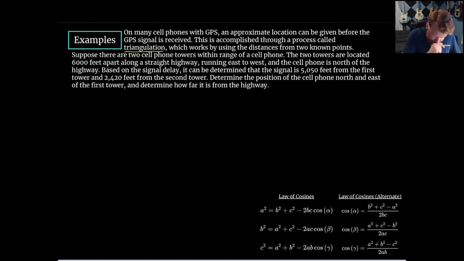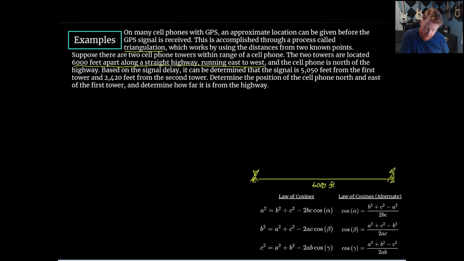So suppose there are two cell phone towers within range of a cell phone. The towers are located 6,000 feet apart along a straight highway running east to west. I'm going to try and draw that picture here. Here's my highway running east to west, and we've got one cell phone tower over here, and another cell phone tower over there. And we know that there is 6,000 feet in between them, so 6,000 feet running between these two cell phone towers.